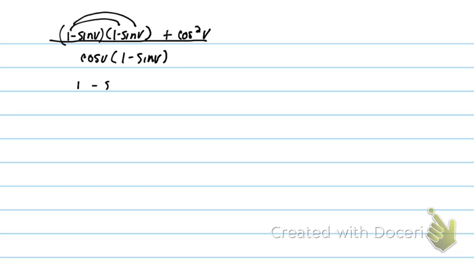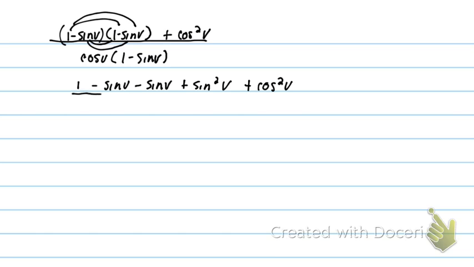1 times negative sine V is what? Negative sine V. Negative sine V times 1 is what? Negative sine V. And then negative sine V times negative sine V is sine squared V. And most of you guys remember how to FOIL. And then we're still left with what?